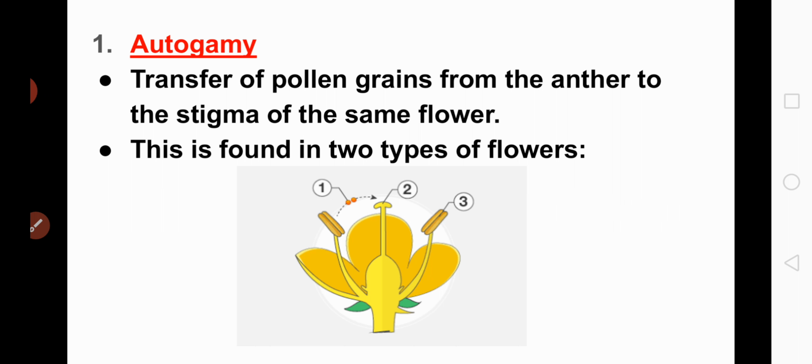So what is the meaning of autogamy? Autogamy means it is the transfer of pollen grains from the anther to the stigma of the same flower. So once again I will repeat the definition. It is the transfer of pollen grains from the anther to the stigma of the same flower.